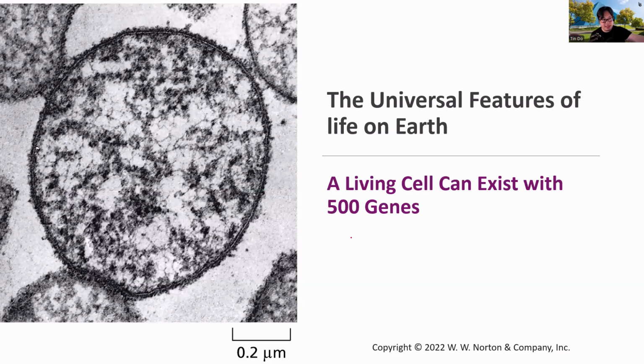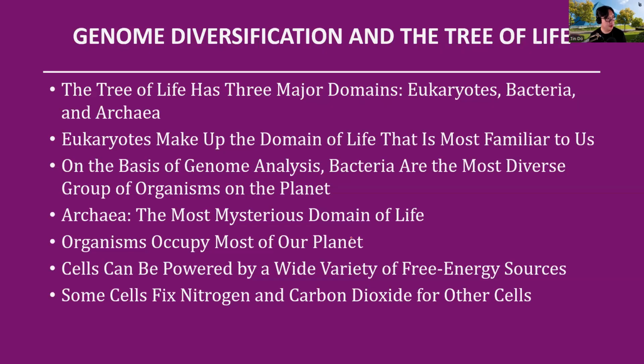And here again is an example of a cell that can exist with as little as 500 genes. Now, your book goes specifically into what type of cell this is. I recommend reading the textbook, but just know that 500 is the little magic number that is needed for a living cell to occur. Okay.